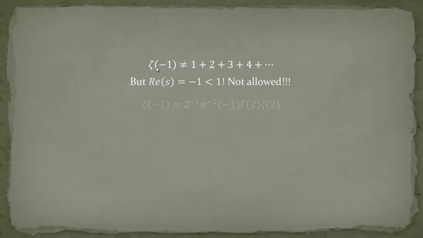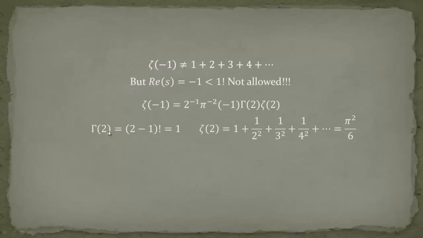But what we know is that zeta of -1 is equal to 2 to the -1, pi to the -2 minus 1, multiplied with gamma of 2 times zeta of 2. Now what is gamma of 2 and what is zeta of 2? The first one is pretty easy actually, the second one is pretty hard to show, but if I write it down you know what it is.